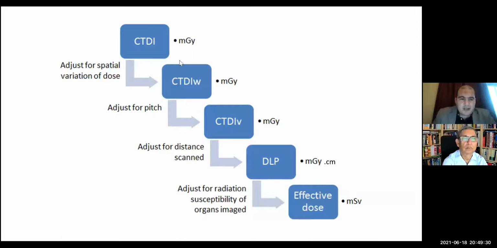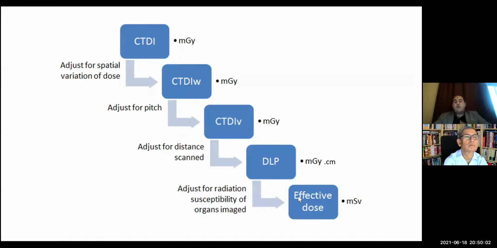Let us summarize what we covered. Now we are calculating CTDI, so we want to adjust for variation of dose. Remember the phantom, we measure in the center and the periphery, so we have to get CTDI weighted, which is the average dose. After that, we want to adjust for pitch, the table movement, fast or slow, so we get CTDI volume. Then we want to adjust for the distance of the scan, whether it is a long scan or a short scan. So we get another term, which is DLP.